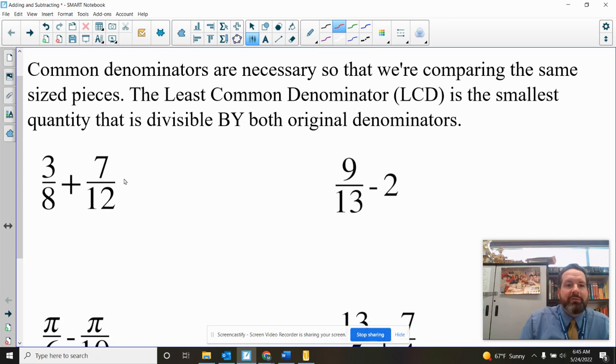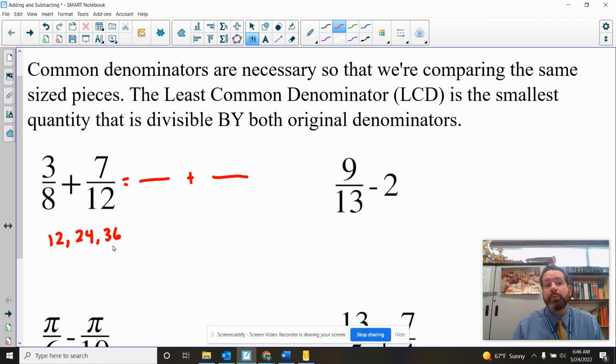So between 8 and 12, right now, these denominators are different. We want them to be the same. So we're looking for the smallest number that I can divide by 8 and by 12. The LCD will always be as big or bigger than the numbers you started with. So it's going to be at least 12. And since 8 doesn't divide into 12, it's going to have to be even bigger than that. Here's my suggestion when you're dealing with numbers: take the bigger number and look at its multiples until you find one that divides evenly by the other number.